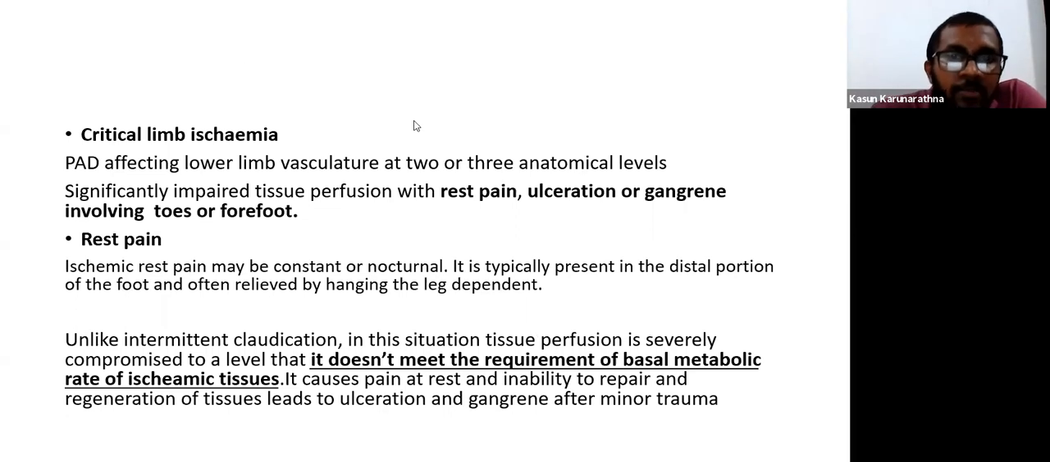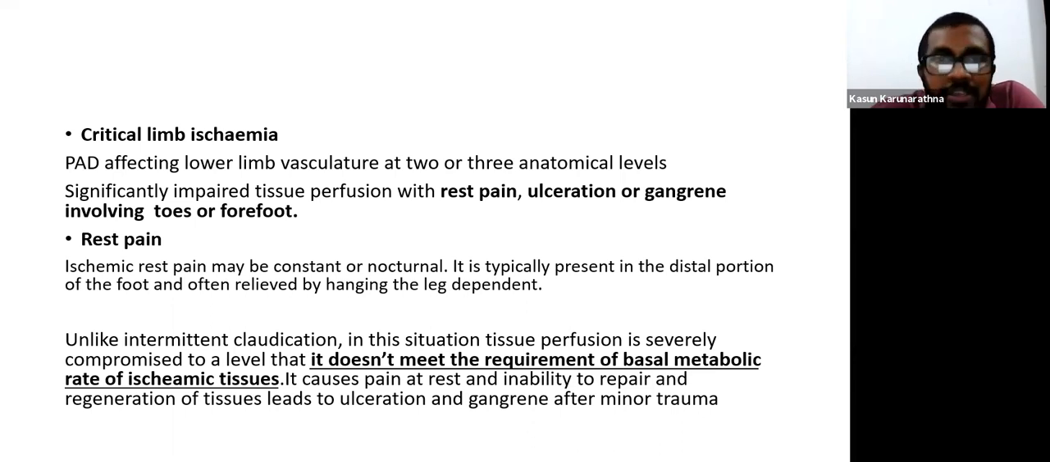Then, what is critical limb ischemia? What happens in critical limb ischemia? In that stage, this occlusive arterial disease has progressed up to a level where the blood supply is inadequate even to fulfill the requirement of basal metabolic rate. So the patient develops pain even at rest, right? The blood supply comes down to a level where it is inadequate to maintain the basal metabolic rate. So the patient gets pain even at rest, right?